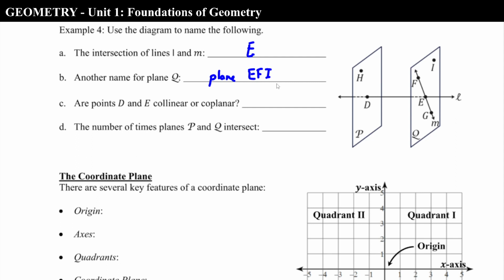Are points D and E collinear or coplanar? Well, D and E lie on the same line, but they certainly do not lie on the same plane. One's in plane P and one's in plane Q, so we can say they are collinear. They're both on line L. And then the number of times that planes P and Q intersect. Well, plane P's over here, plane Q's over here. They never intersect, so we can say 0.